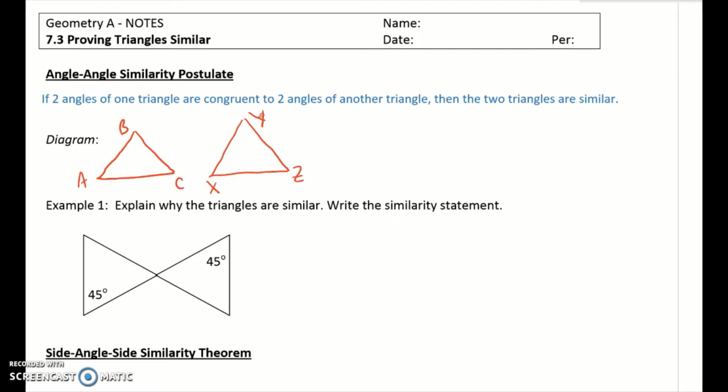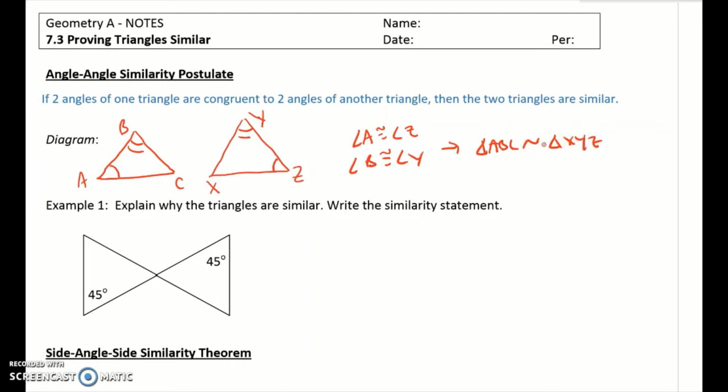Taking a look at these triangles that I've sketched out in red, we've got triangle ABC and XYZ. So again, as long as we know two angles are congruent to each other, then the triangles are similar. So for example, if we know angle A is congruent to angle Z, and angle B is congruent to angle Y, then we can say that triangle ABC is similar to triangle XYZ.